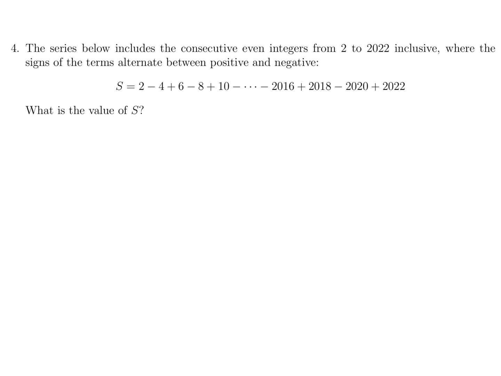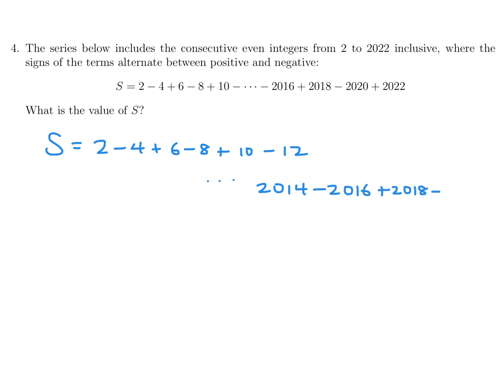The series below includes the consecutive even integers from 2 to 2022 inclusive, where the signs of the terms alternate between positive and negative. What is the value of S? We have S equals 2 minus 4 plus 6 minus 8 plus 10 minus, I'm assuming, 12, and so on. And then it'll eventually be 2014 minus 2016 plus 2018 minus 2020. And then eventually this very last term, which is 2022.